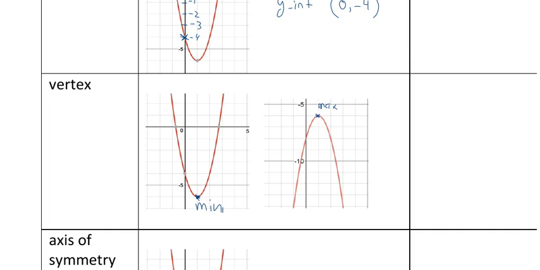Okay? So let's look at this. If I'm looking for this vertex right here, my x value is 1, and my y value is -6, right? So when I'm stating my vertex, I have to state it like this. 1, comma, -6. That is my vertex. Okay? So I look at that point where my graph changed directions.